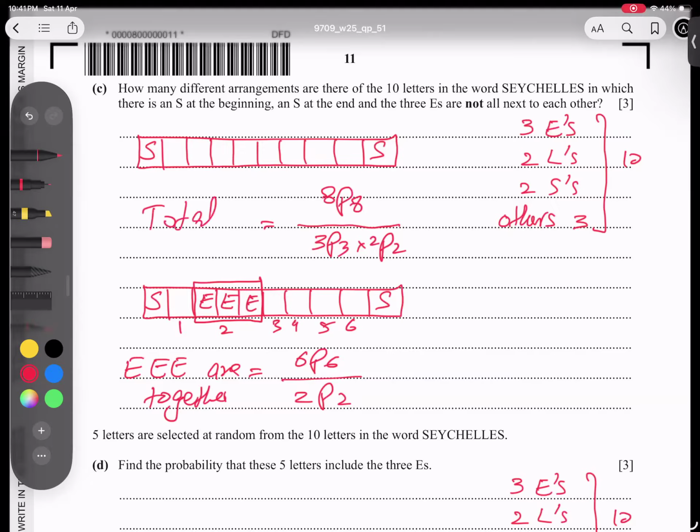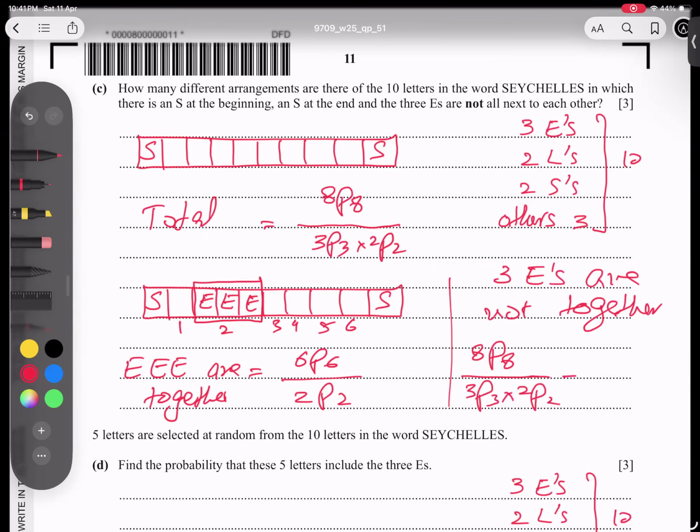Okay, so how to get it when the three E's are not together? We can find it: 8P8 divided by 3P3 into 2P2, minus 6P6 divided by 2P2. And if we check it in the calculator, let's see what the answer turns out to be. The answer of this is 3000.